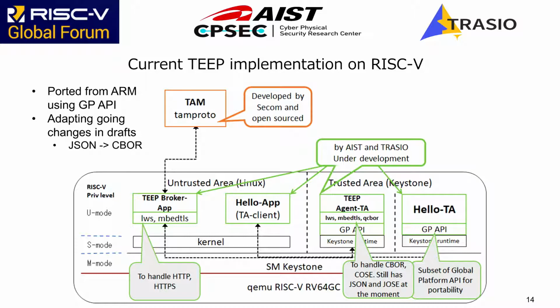Okay. And in this diagram, it doesn't show other IETF working group activity. For TEEP to work perfectly, we need remote attestation working, and we need a metadata format for representing the TA binary. The metadata format for the TA binary is discussed in the SUIT working group. And also, remote attestation is discussed in the RATS working group.